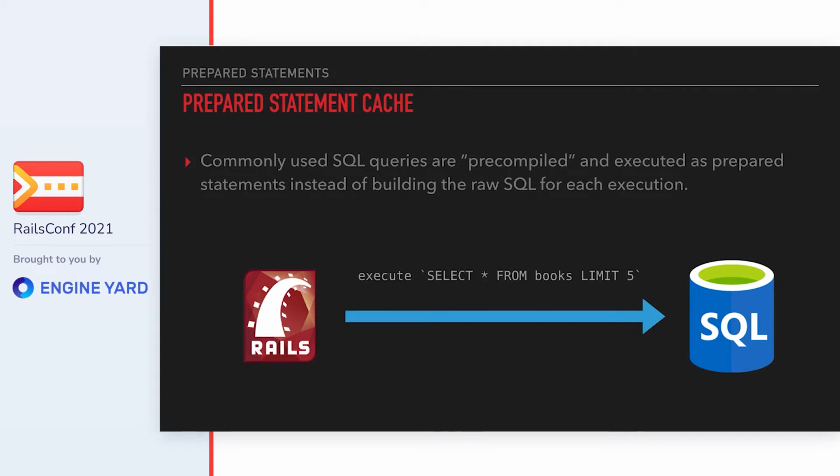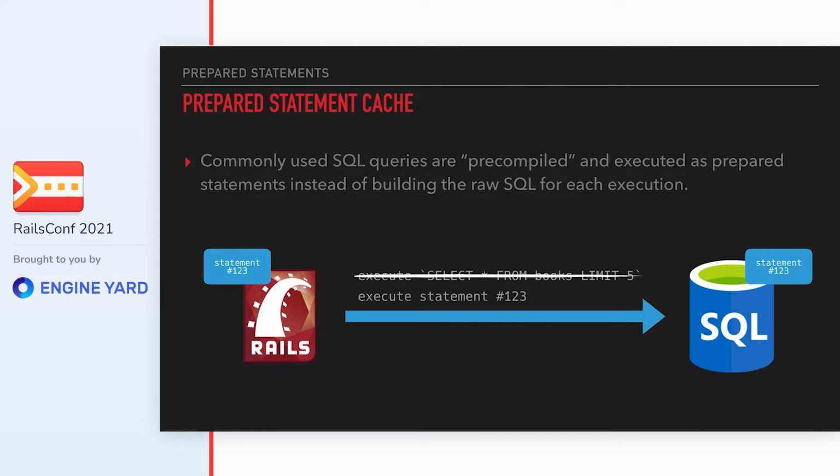The first time you issue a query, Rails builds the actual SQL and sends that over to your relational database. It asks it to remember it as a particular statement with a name or an identifier, in this example 1, 2, 3. And then the second time your application issues that same query, instead of building the SQL and sending that over as a string, it's just going to ask your database, hey, remember that statement that we talked about earlier? Go ahead and execute that for me again.